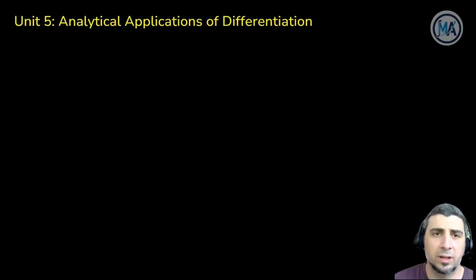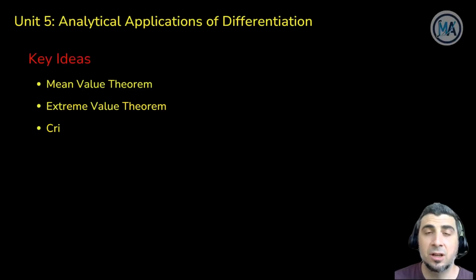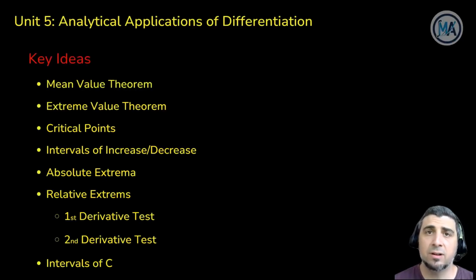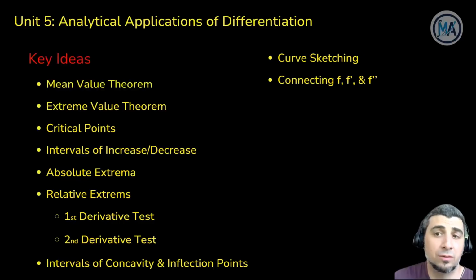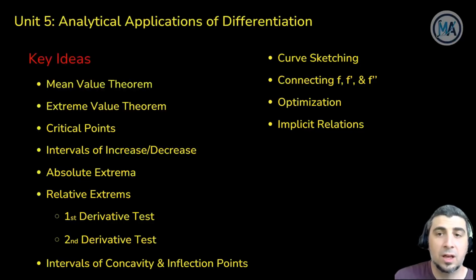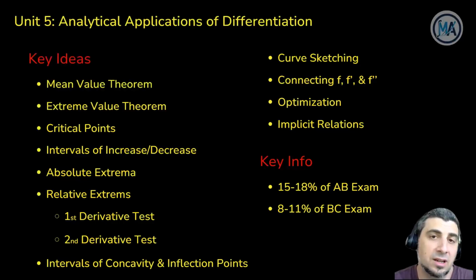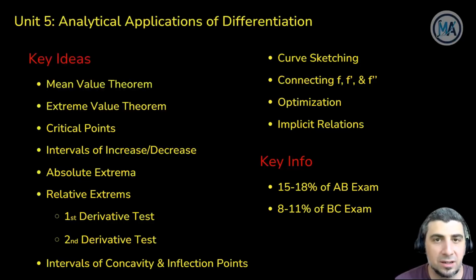Unit 5 deals primarily with analytical applications of differentiation. Key ideas here are the mean value theorem, extreme value theorem, critical points, intervals of increase and decrease, absolute extrema, knowing about the first and second derivative tests, intervals of concavity and inflection points, as well as curve sketching and being able to connect the graphs of f, f prime, and f double prime, as well as optimization and implicit relations. A whole lot in this unit. As a matter of fact, on the AB exam, this is going to take up about 15 to 18% of the content and 8 to 11% on the BC exam.